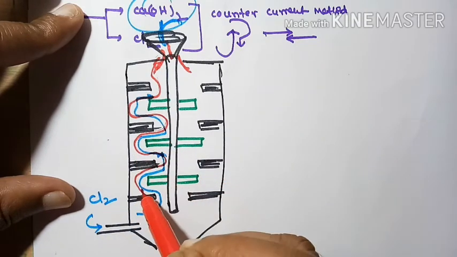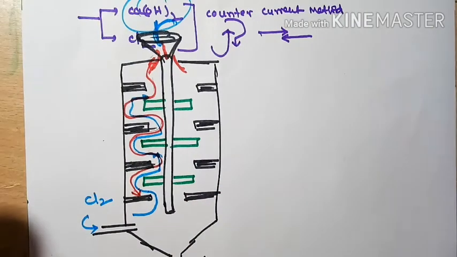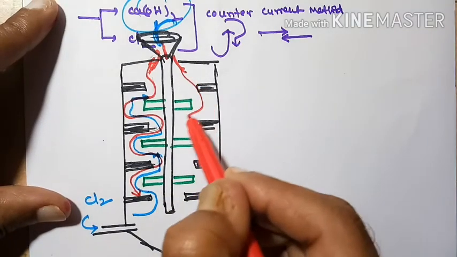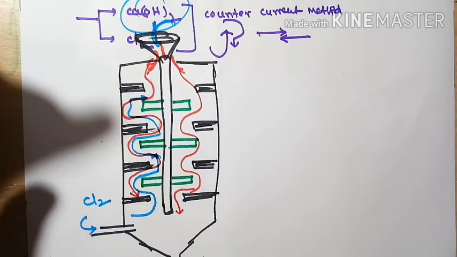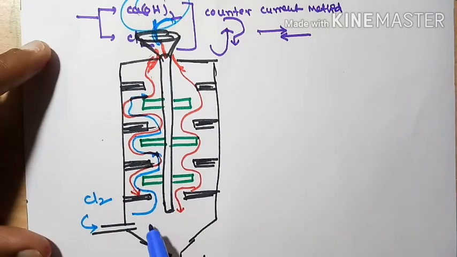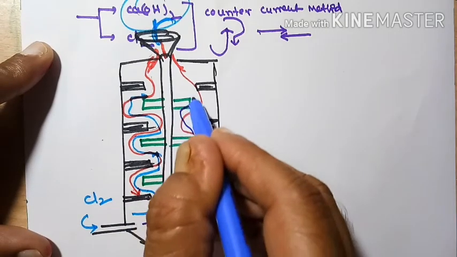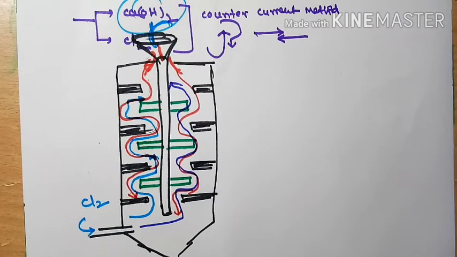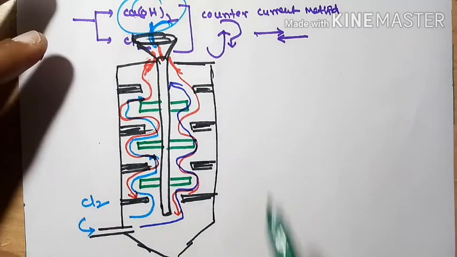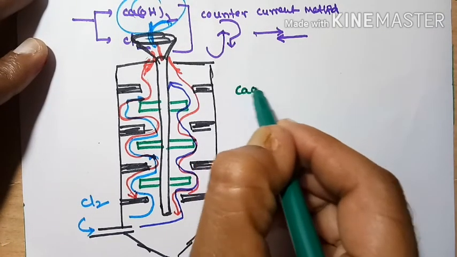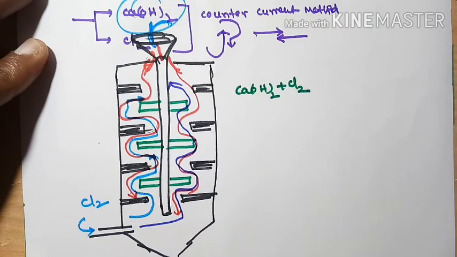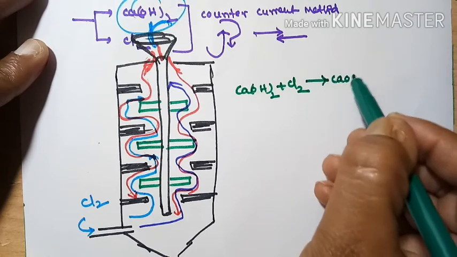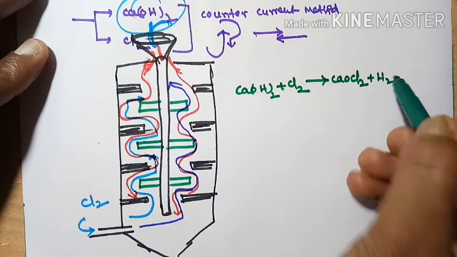That means these two travel in opposite directions. Since they travel in opposite directions, they react with each other and form calcium oxychloride. What is the chemical reaction taking place here? Calcium hydroxide reacts with chlorine gas and forms CaOCl2 plus water.